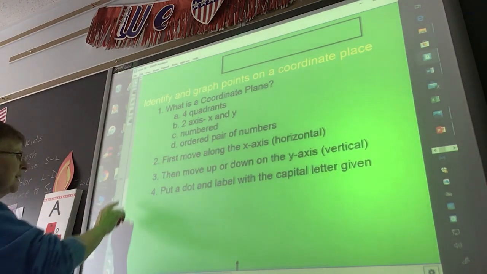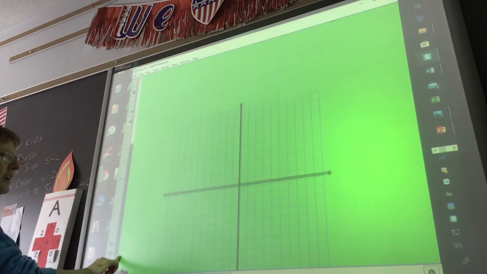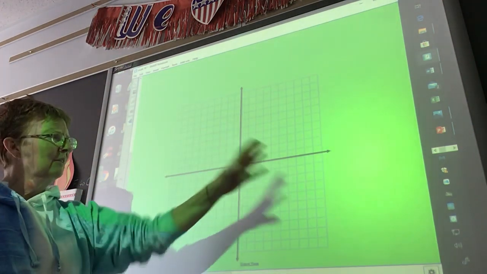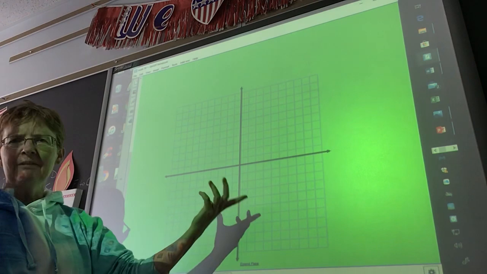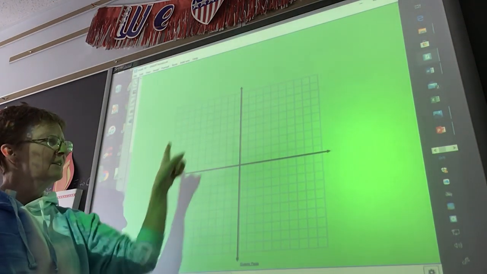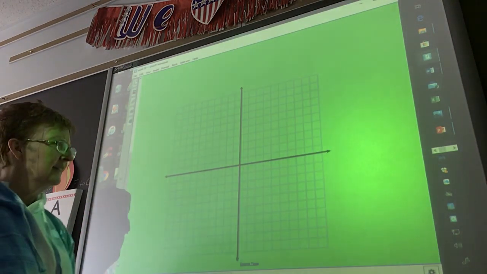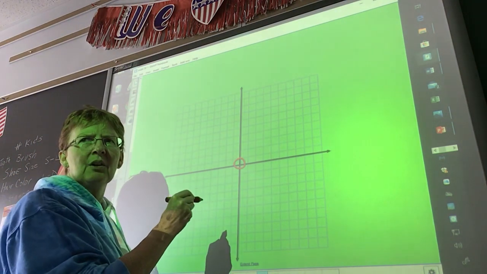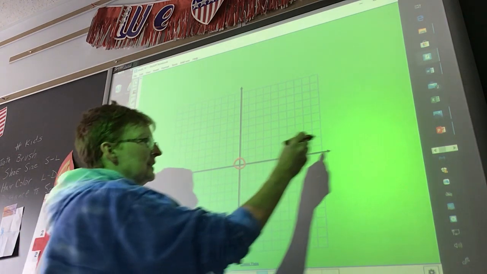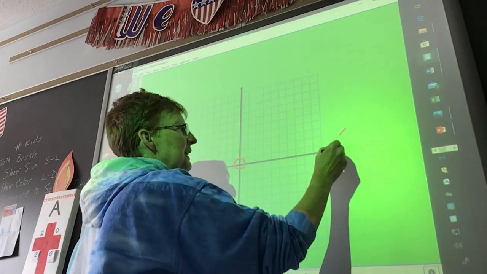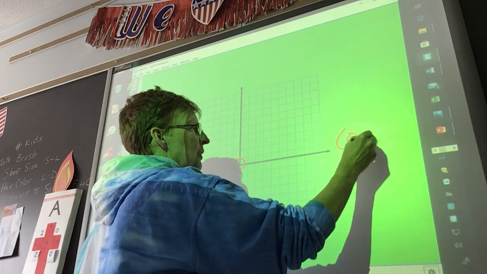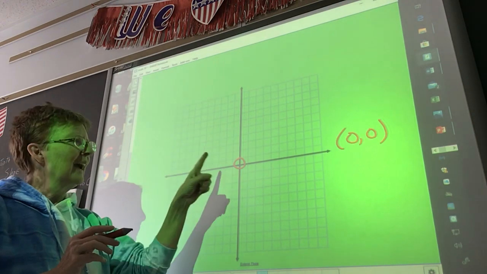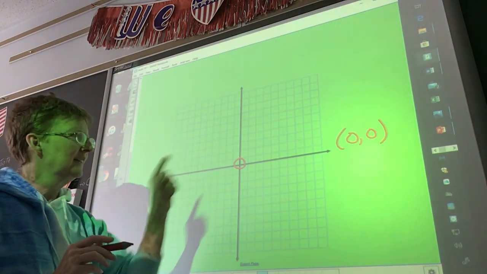Okay, so first thing I want to do is show you what a coordinate plane looks like. That's what it looks like. It looks like a grid or graph paper that has been cut into 4 sections. And the middle spot here is also called the origin, and that spot would be 0, 0, because you don't move anywhere. You're at 0, 0 when you're right there in the middle.